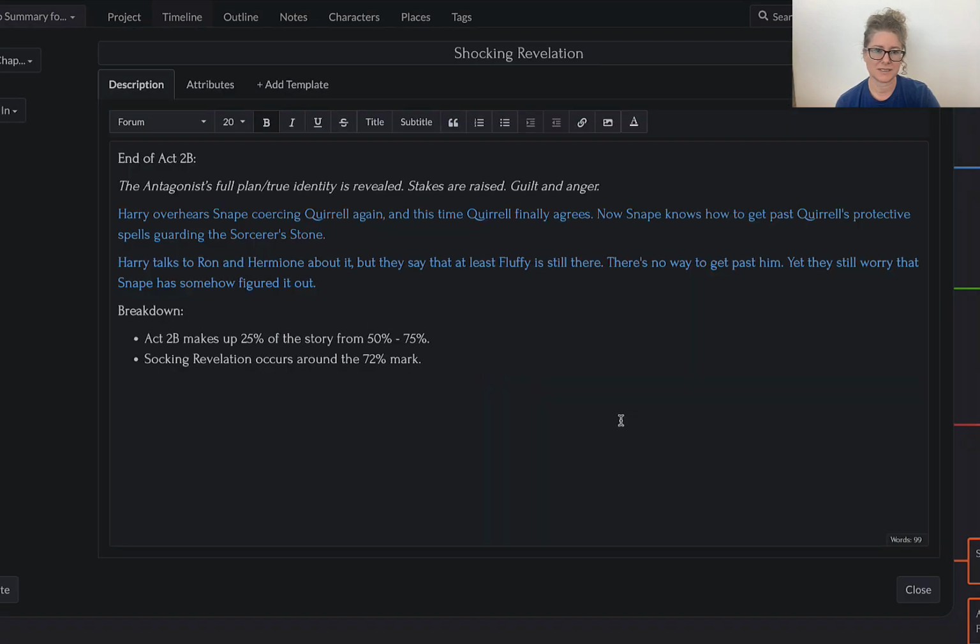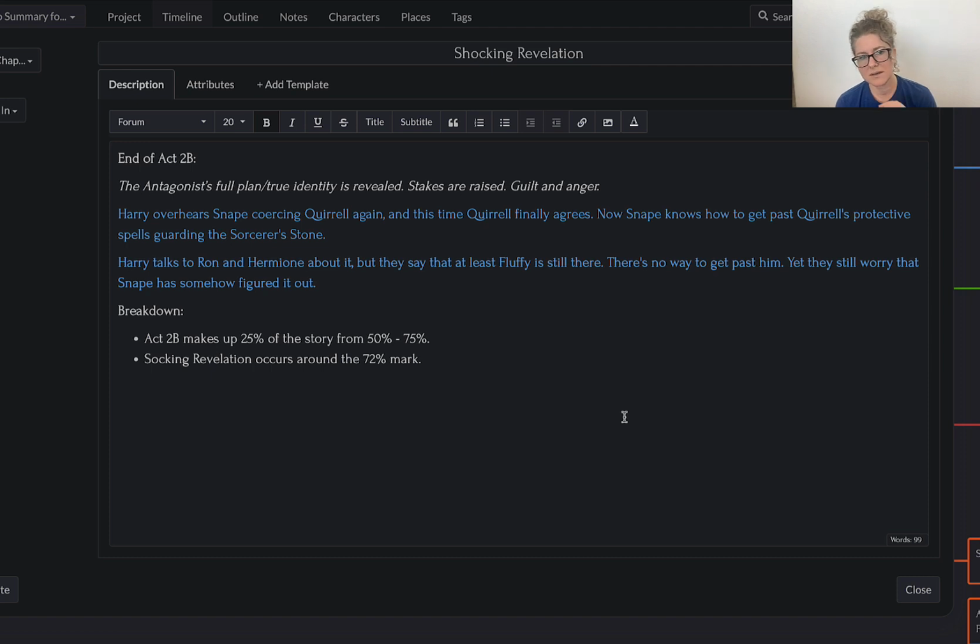Shocking revelation: the antagonist's full plan or true identity is revealed. Stakes are raised, guilt and anger. Harry overhears Snape coercing Quirrell again, and this time Quirrell finally agrees. Now Snape knows how to get past Quirrell's protective spells guarding the Sorcerer's Stone. Harry talks to Ron and Hermione about it, but they say that at least Fluffy is still there. There's no way to get past him, yet they still worry that Snape has somehow figured it out.